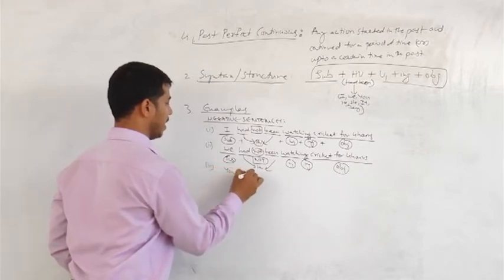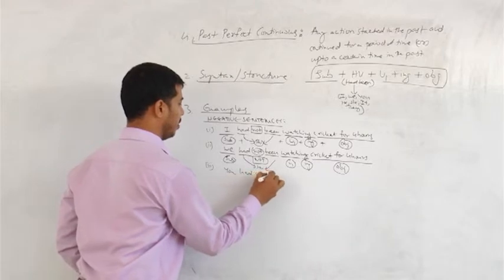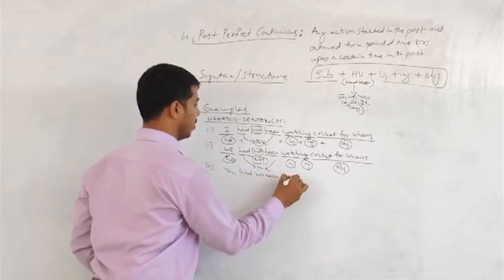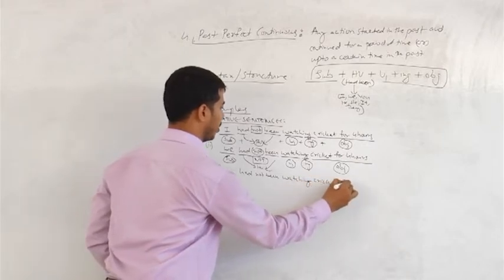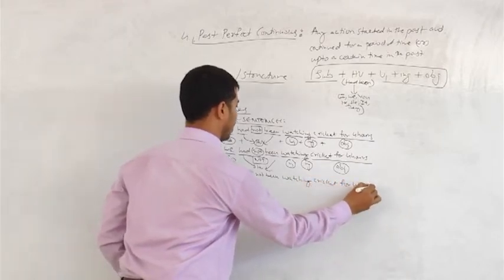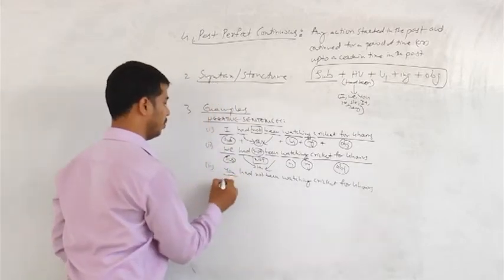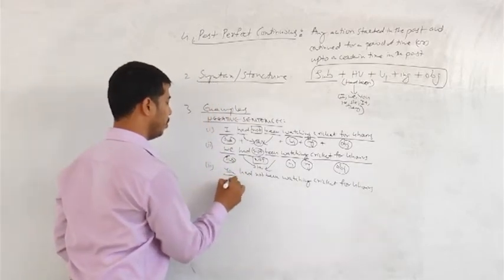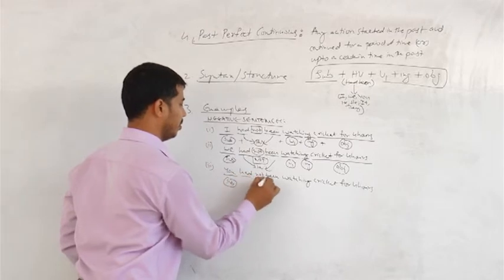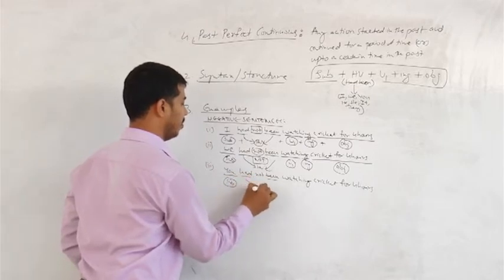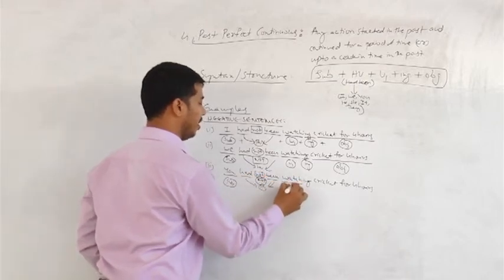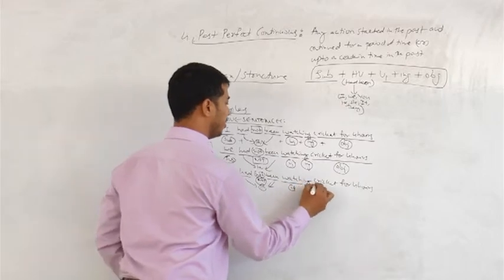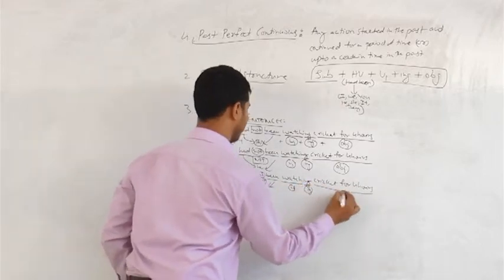You had not been watching cricket for 4 hours. What is you? Second person, singular or plural? Plural, it's up to you. Had been we have labeled as the helping verb. Not is the word which gives a negative meaning. Watch is V1, ing is ing, and cricket for 4 hours is what? This one is the object, right?